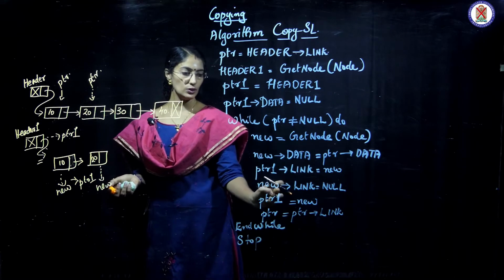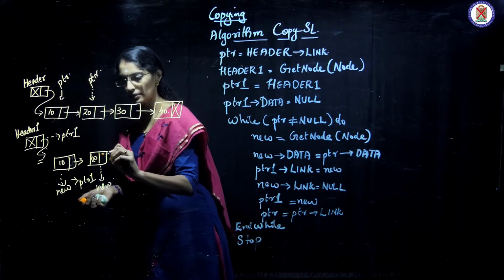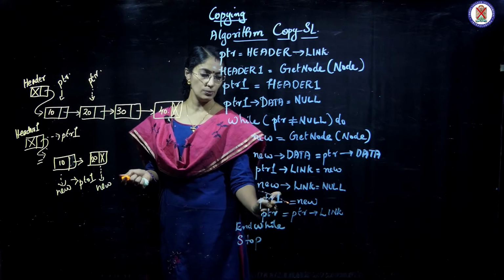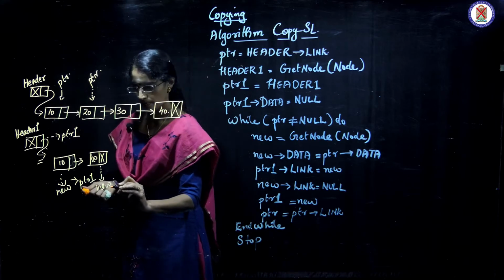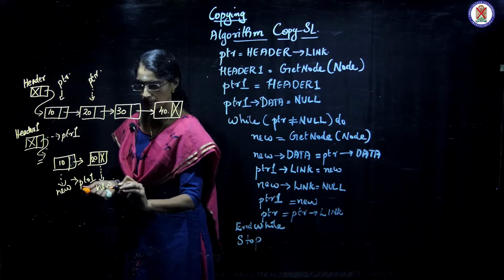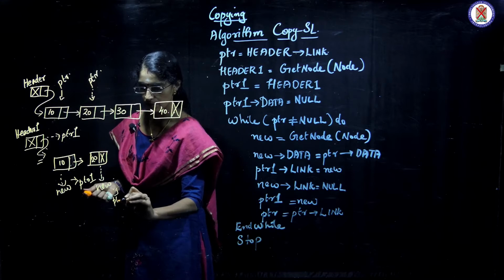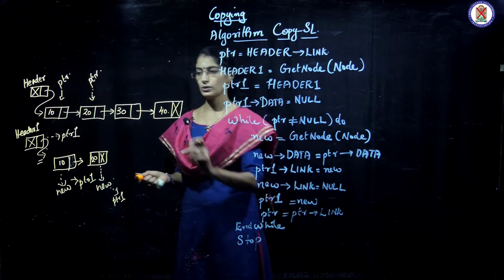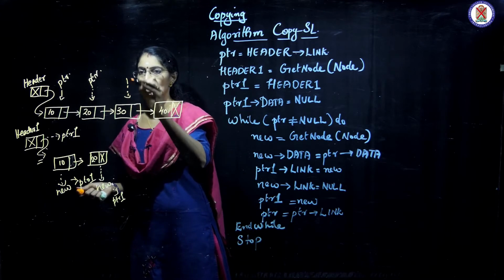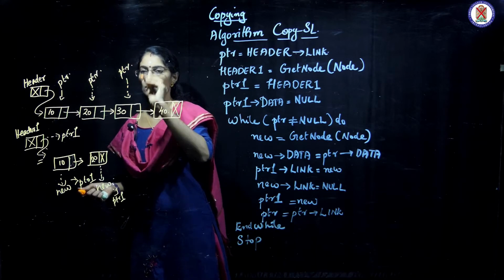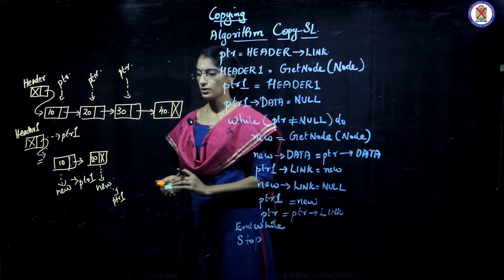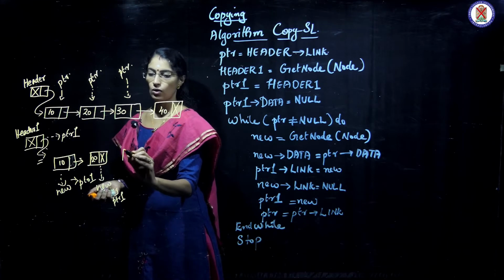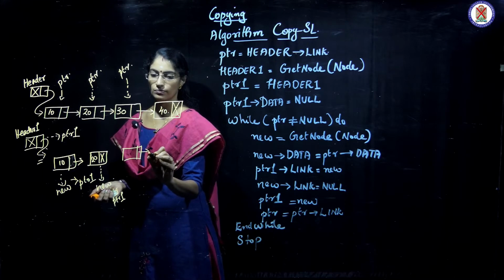So now new link is equal to null. That is, the link part of the newly created node is null, and ptr1 equal to new. In the second run, this statement means now ptr1 is pointing to the second node. Ptr equal to ptr of link. Naturally, ptr will be pointing to the third existing node. And this continues until we create all the nodes.